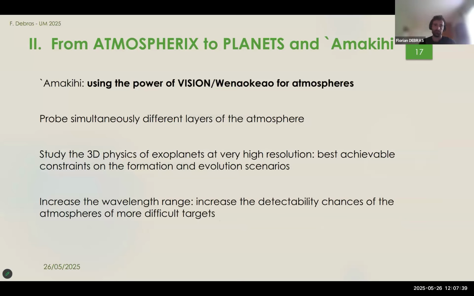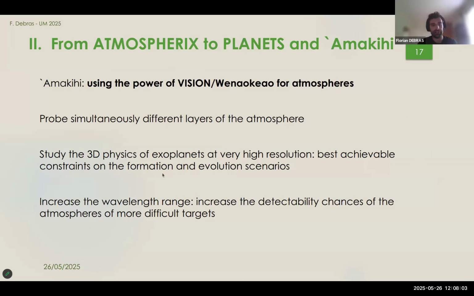And so this is what we want to do: use the power of vision for atmospheres by coupling SPIRou and Espadon. This is why the atmospheric part of AMAKI is really dedicated to that, to probe simultaneously different layers of the atmosphere and obtain the best achievable constraints on the formation and evolution scenario of planets from 3D physics and composition.